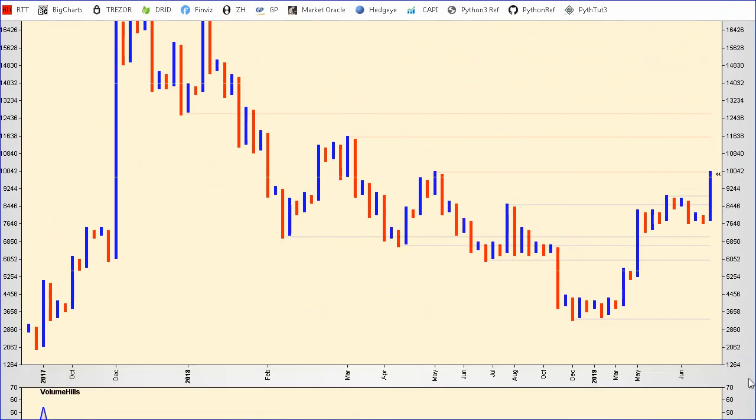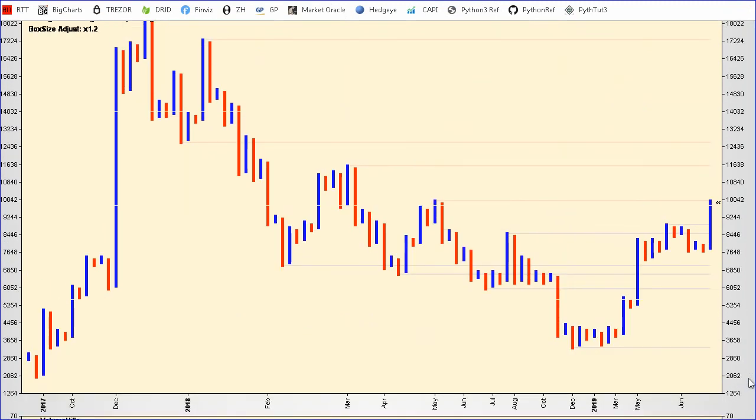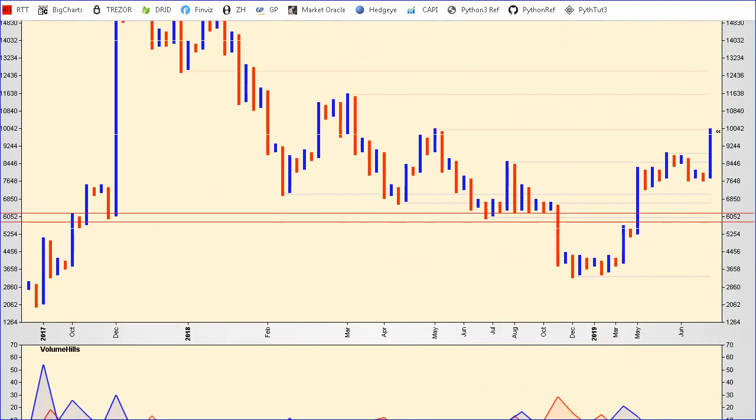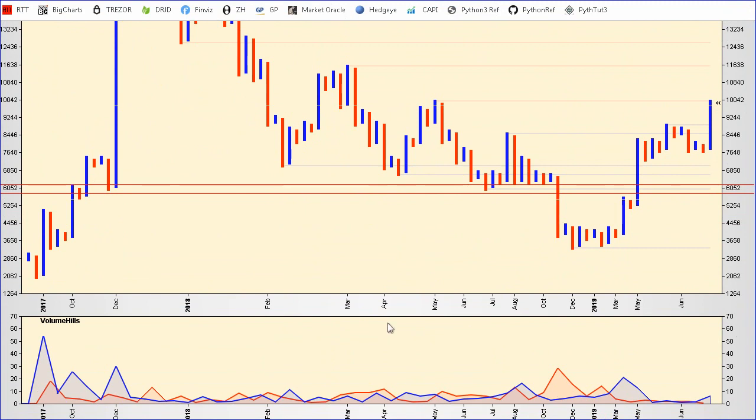So if I go here, here's our point and figure chart for Bitcoin, which is a standard issue of a swing chart. Just draw a horizontal line in here. Here's the horizontal line support, the smash down and the recovery. But look at the volume pattern. This is our volume hills indicator. Lots of volume on the way down. Everyone was nervous as it would go down to here.